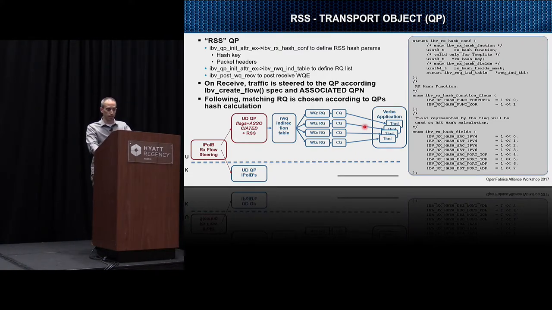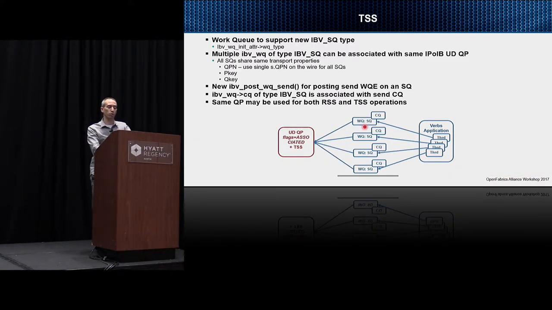In terms of TSS, we would like to introduce a new type for the work queue, an IBV send queue. So we will have a work queue of the type send queue. This way we can associate multiple send queues, as illustrated here, with a single QP. All those send queues enjoy the same transport properties, and mainly the same QP number as the associated application UDQP. So each core can use its own send queue and its own completion queue for doing the send. In order to do that, we will also need to add an IBV post work queue send operation, so we can post on the work queue. It is very similar to the IBV post work queue receive operation that is already upstream.